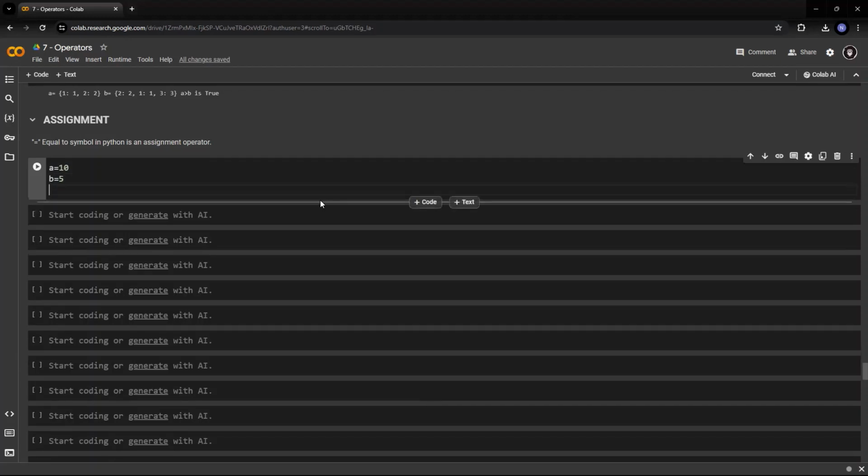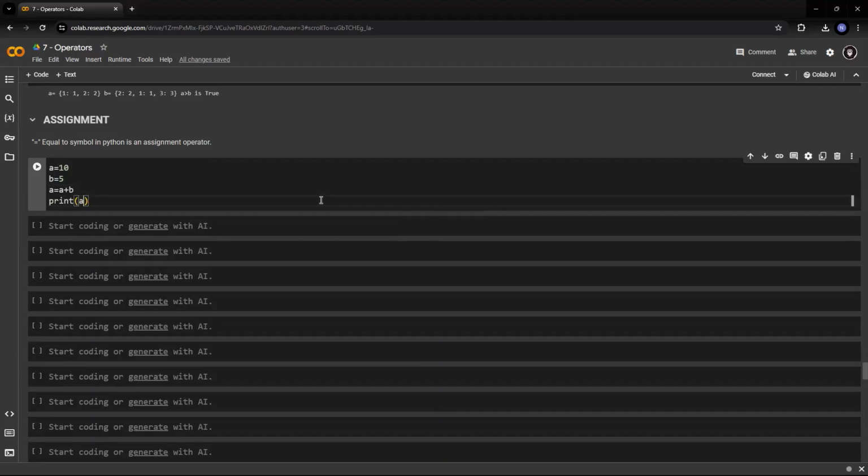Same way, if I say a equals to a plus b, this means I am adding a and b, that is 10 and 5. And again, I am assigning the value of this addition, the total, to a, and I am printing it. So the value should be 15.